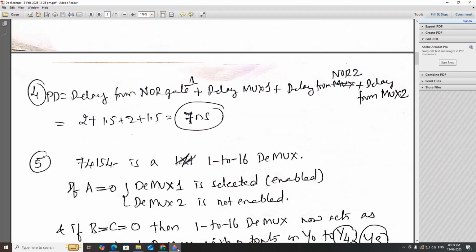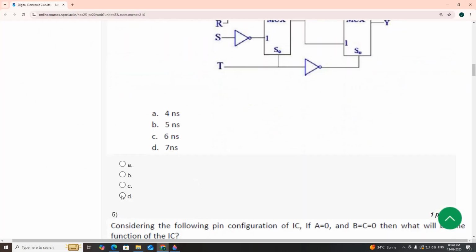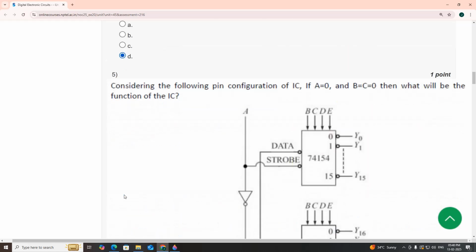So what is the answer now? The delay from the NOR gate is 2, the delay from the mux is 1.5, the delay from the other NOR gate is again 2, the delay from the other mux is 1.5. So you will get 7. 1.5 plus 1.5 is 3, and 2 plus 2 is 4. You will get 7 nanoseconds. So the answer is 7 nanoseconds, option D. We'll move on to the fifth one.